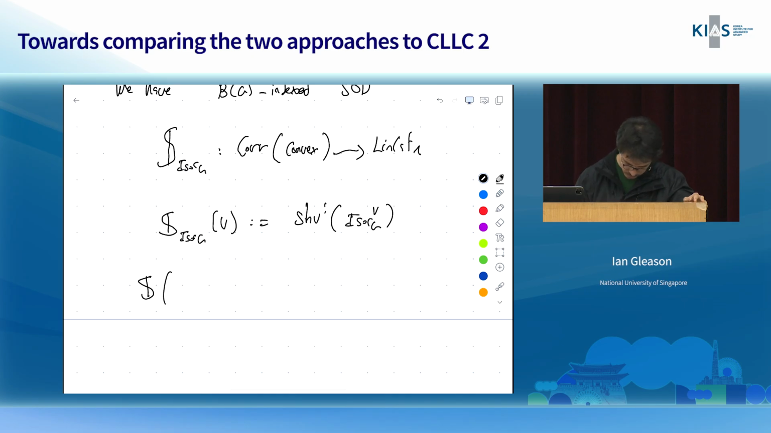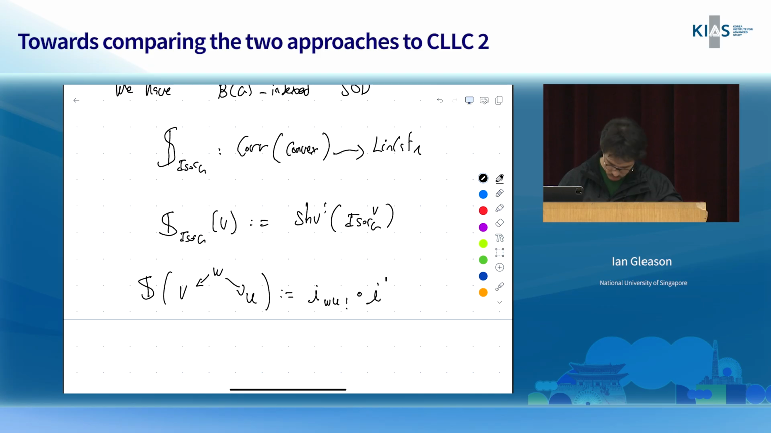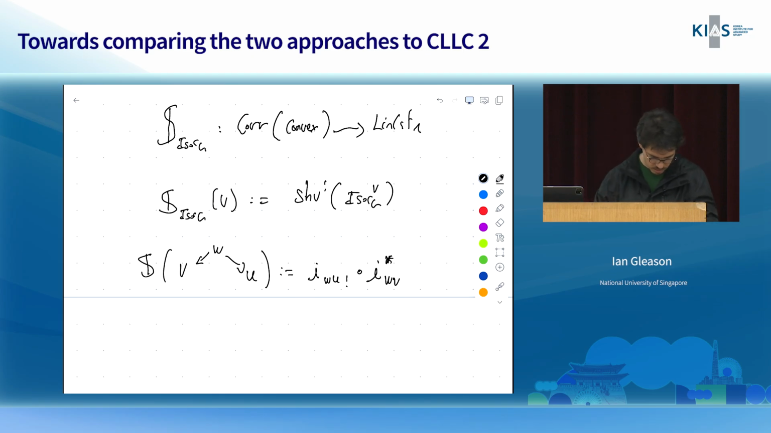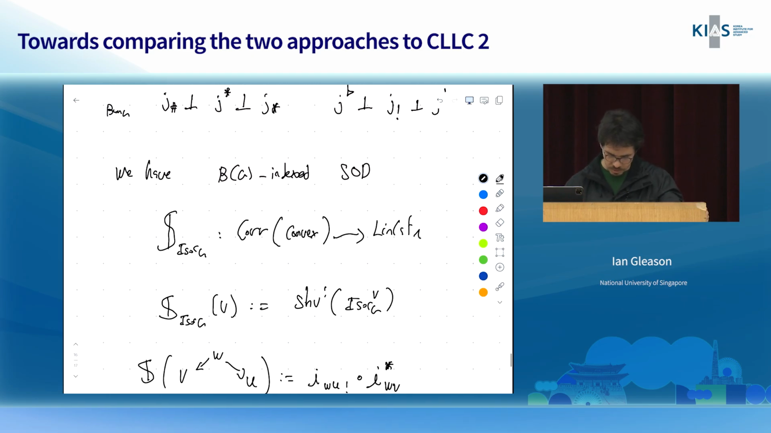And if I give you a correspondence, then this is going to be IWU goes to lower shriek, composed with upper star WB. So you pull back and you push. So this is a very natural semi-orthogonal decomposition on Isoc. But maybe I want to emphasize this is BG indexed. This is the natural partial order of Isoc. So this one kind of respects the topology.